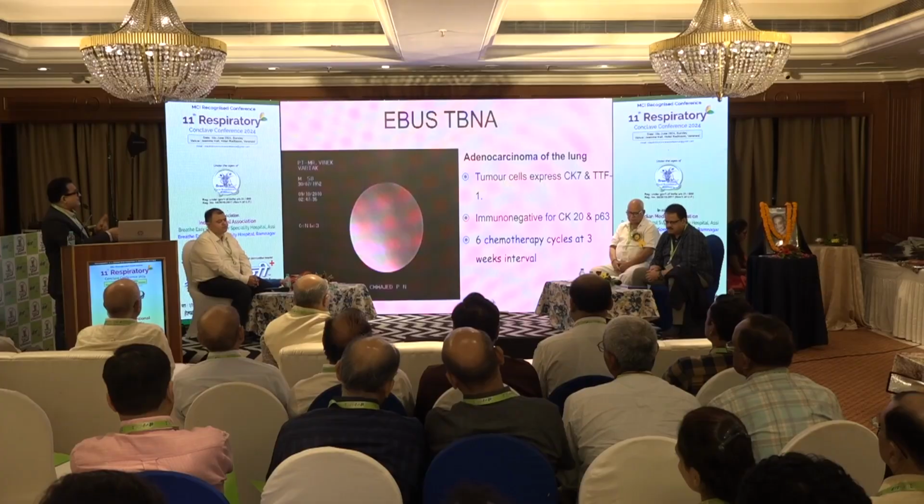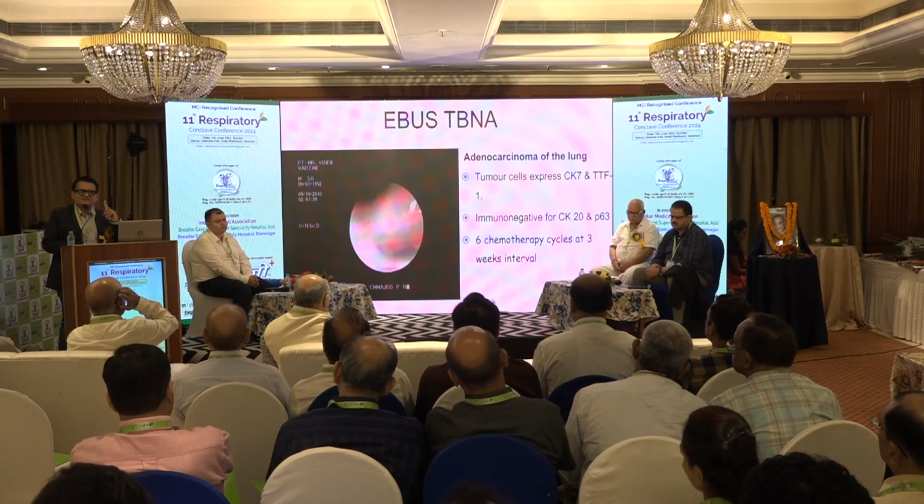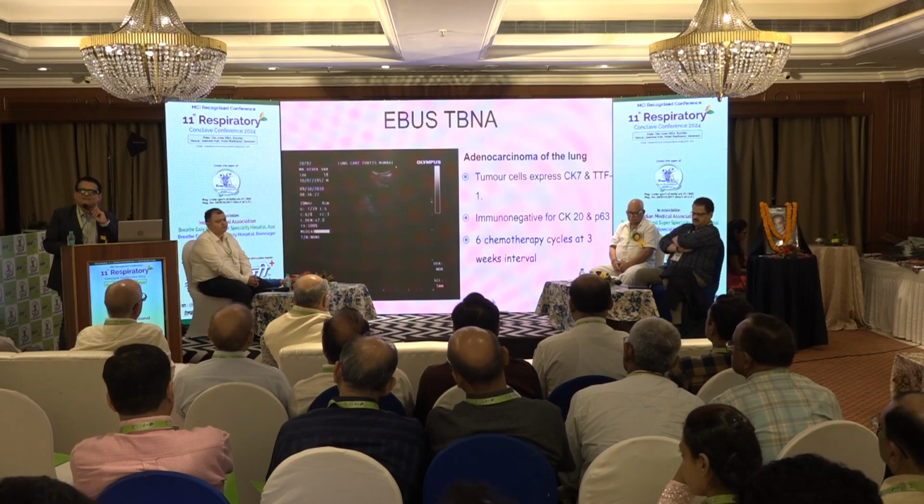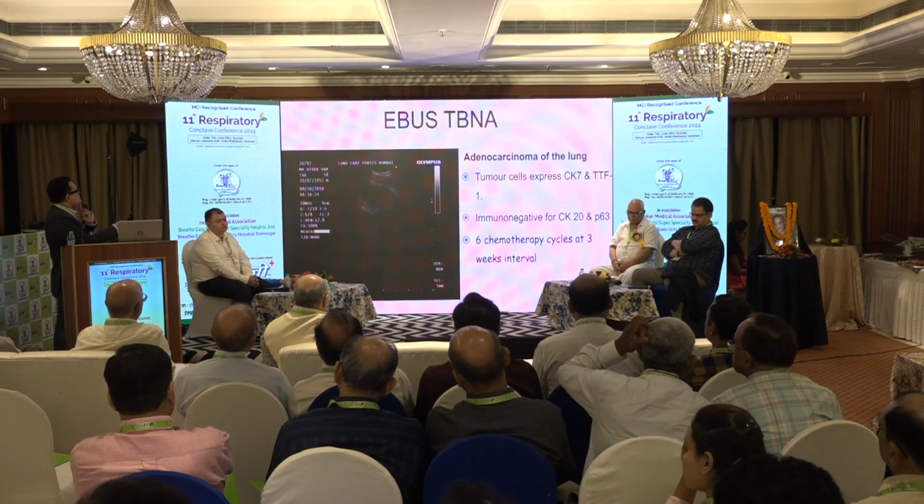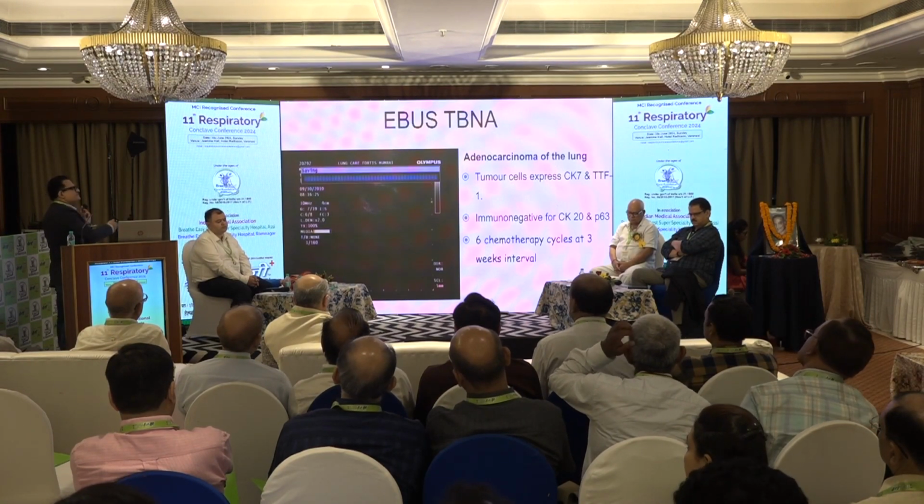So this is how EBUS is done. And now we come back to the case which I showed you, that individual in whom the CT guided biopsy was not conclusive. If you see here, this is a sub-centimeter lymph node. The lymph node is 8 millimeters. And in an 8 millimeter lymph node also you can put in a needle and you can get a biopsy. And clearly this patient had adenocarcinoma of lung.